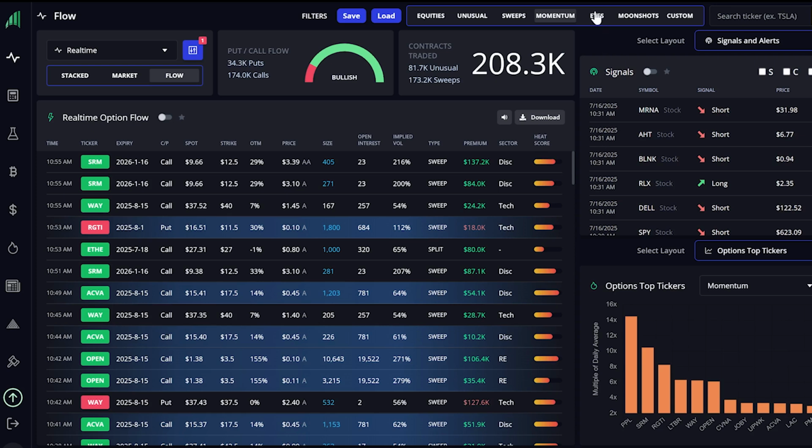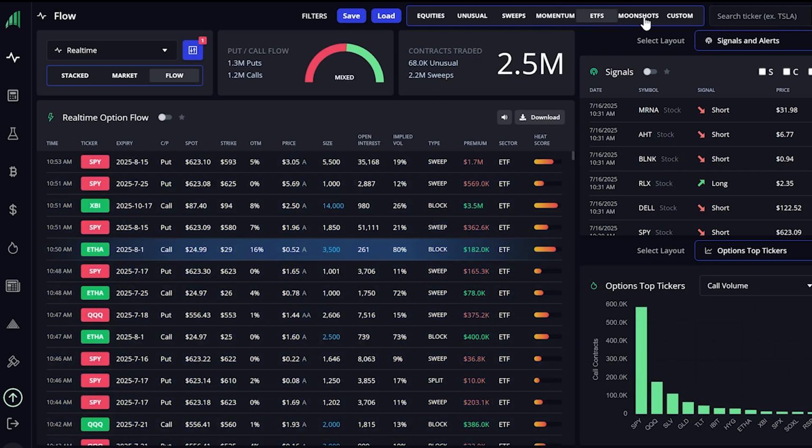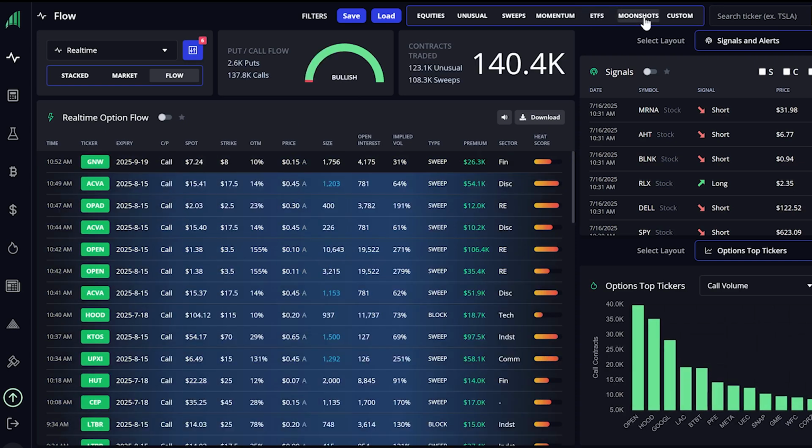There's also filters for ETFs specifically, so contracts around ETFs, and Moonshots looks at low value penny stocks, things like that, that are having unusually high options activity. And so this can signal that these stocks are getting ready for some pretty explosive moves.